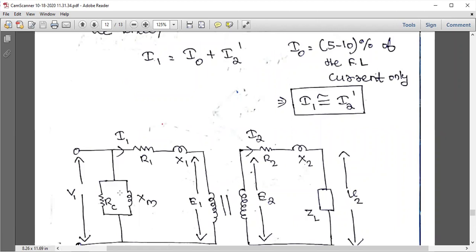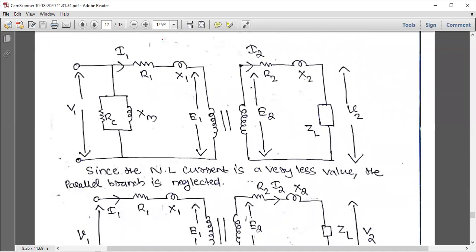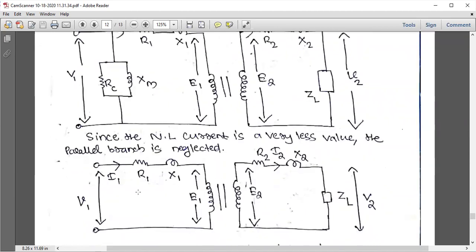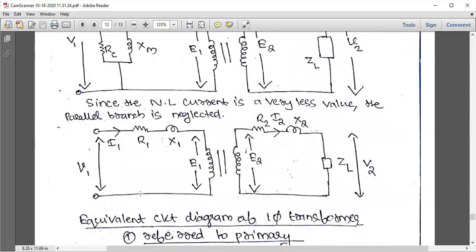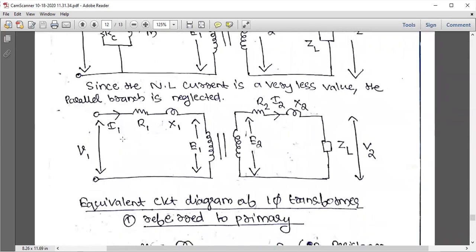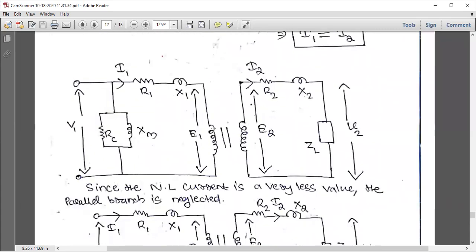So this diagram will become like this, rest everything the same. Since the no load current is a very small value, only 5 to 10%, the parallel branch is neglected. So we are taking an approximate equivalent circuit. This will become I1, R1, X1, E1, I2, R2, X2, E2, V2, V1. All these terms are familiar to you. The only thing is we removed the parallel path, that is the path that came due to the no load current. Since it's only 5 to 10%, we neglect that.